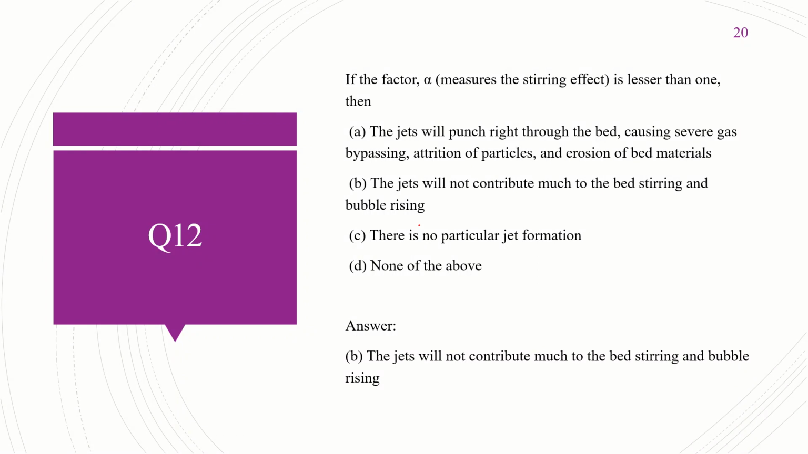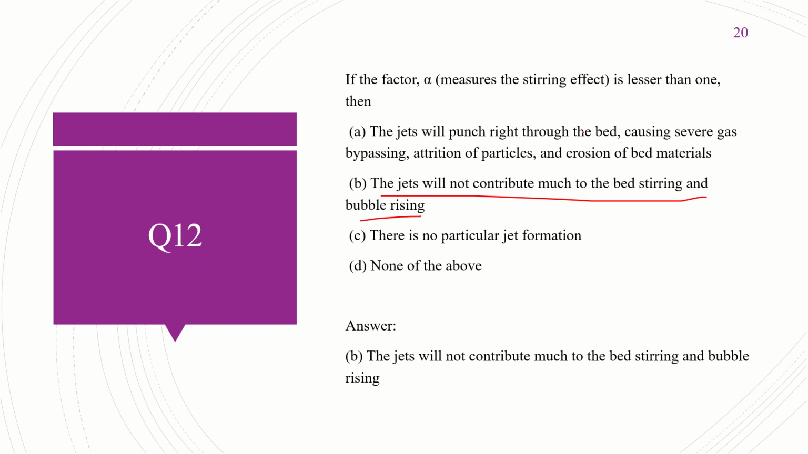So we all know that alpha, or the stirring effect, is the ratio of the kinetic energy of the incoming orifice jets to the bed resistance. So if alpha is lesser than 1, what happens? The bed resistance is more. The jet would not be contributing much. So the answer is option B. The jets will not contribute much to the bed stirring and bubble rising.